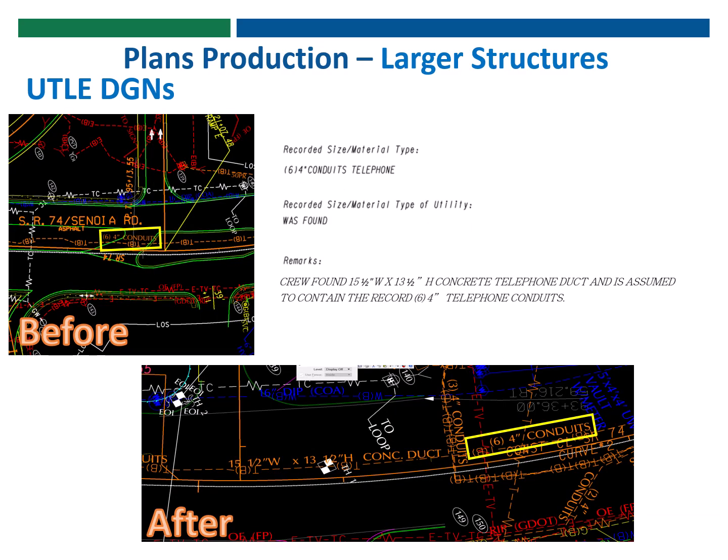How should that look in the DGN file? In the before picture on the left, you can see the label of 6 4-inch conduits, and during the QLA investigation, the crew found a 15.5-inch by 13.5-inch concrete telephone duct that is assumed to contain the record 6 4-inch telephone conduits, and the UTLE was updated with their findings of the duct bank while leaving the record 6 4-inch conduits label.